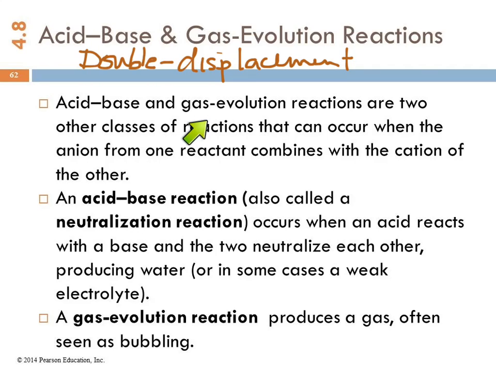So acid-base and gas evolution reactions, we can think of them in the same way, about looking at the ions that are formed by the compounds, swapping the partners, and seeing what happens. Acid-base reactions are also called neutralization reactions because the acid and the base neutralize each other. And when that happens, we get water and a salt. And then the other type is a gas evolution reaction, which produces a gas often seen as bubbling. What I just showed you there with the acetic acid mixing with our calcium carbonate precipitate was a gas evolution reaction. We saw the bubbles forming.